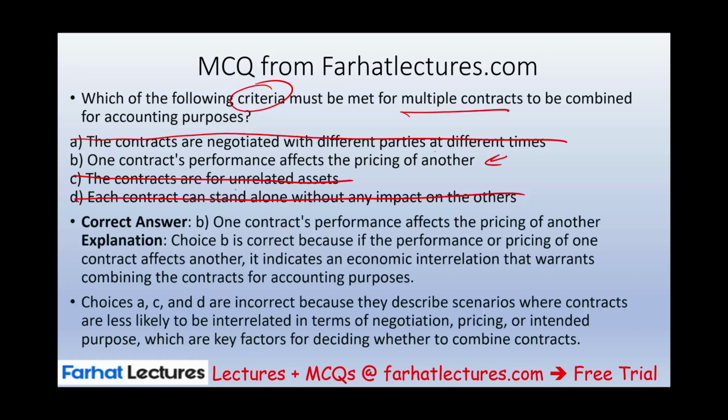What's left is B, and B is the correct answer. One contract's performance affects the pricing of another. Yes, choice B is correct, because if the performance or pricing of one contract affects another, it indicates some type of economic interrelation that warrants combining the contracts for accounting purposes. Now we need to have more than one condition, but this is one of the conditions, one of four. But this is what you need to know.